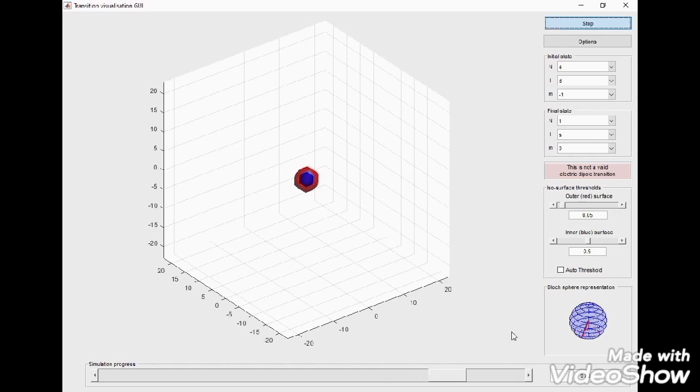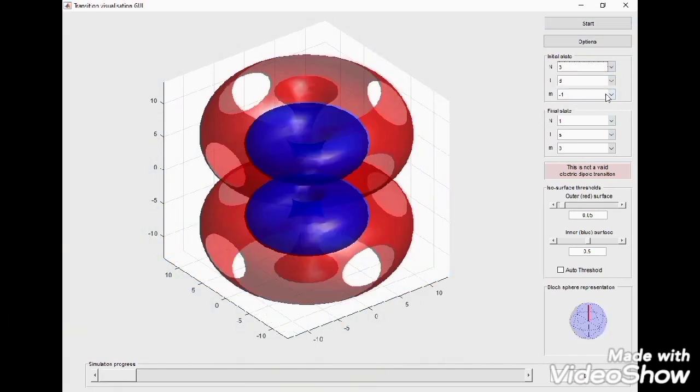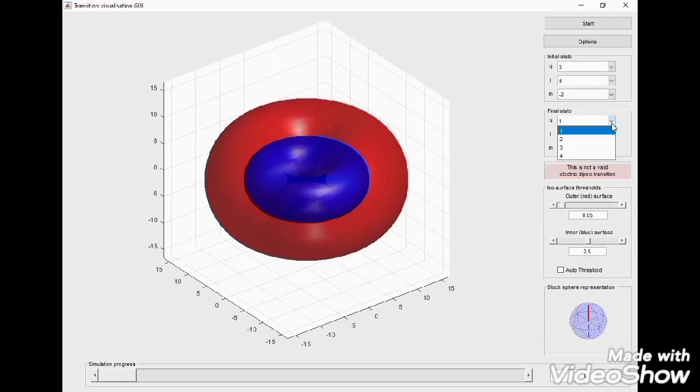As you can see over here, the inner surface is shown in blue, which represents the nucleus. As you can see, now we have attained our final form, n equal to 1. Now let's suppose I want to move from state 3, and I set the value m to -2, and the final state would be 2, and l would be p.